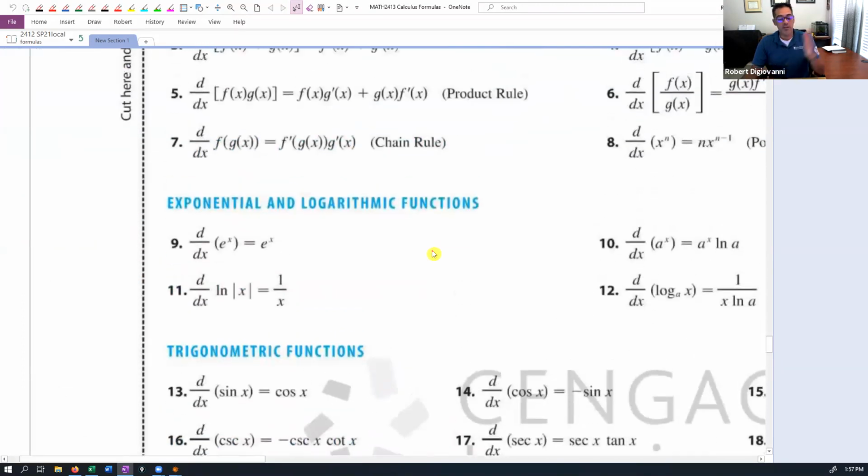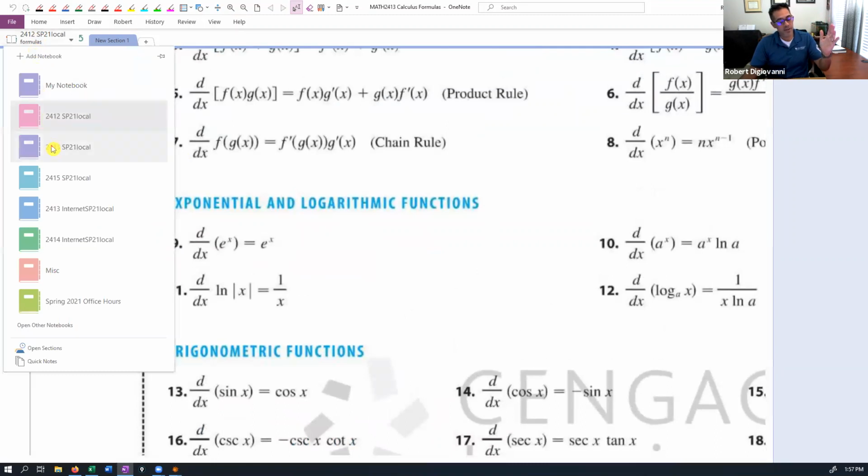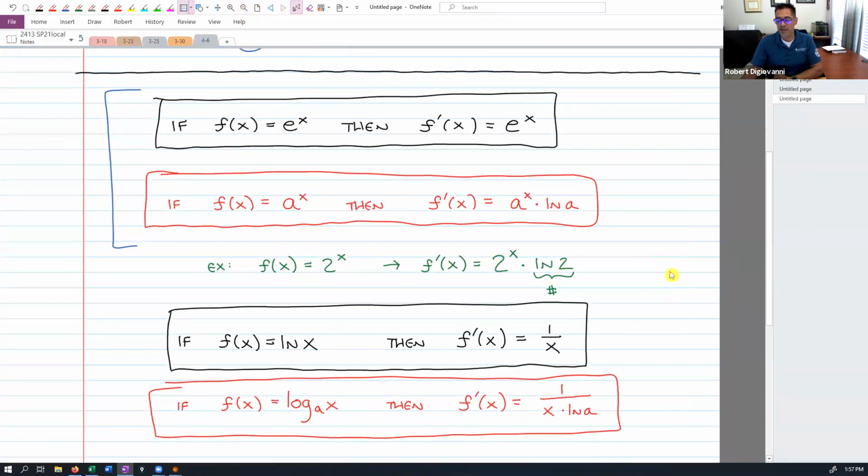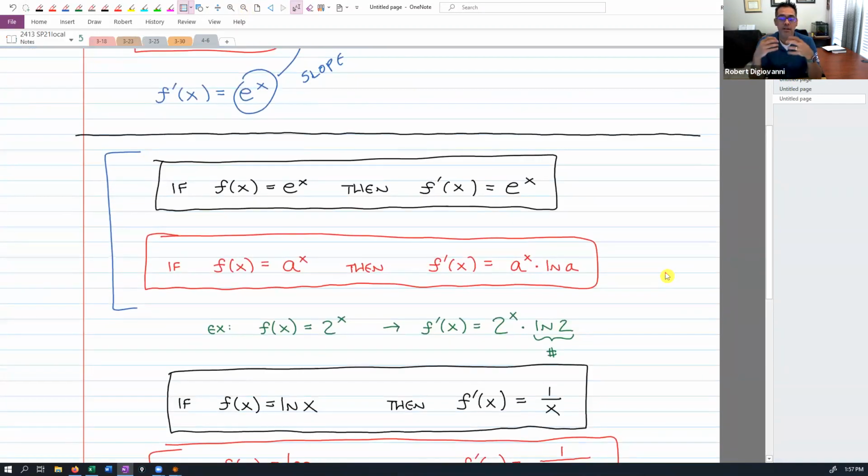And I've got great news now. The great news is we are done in this class as far as learning derivatives of functions. Like, there are no new functions we're going to learn the derivatives of.